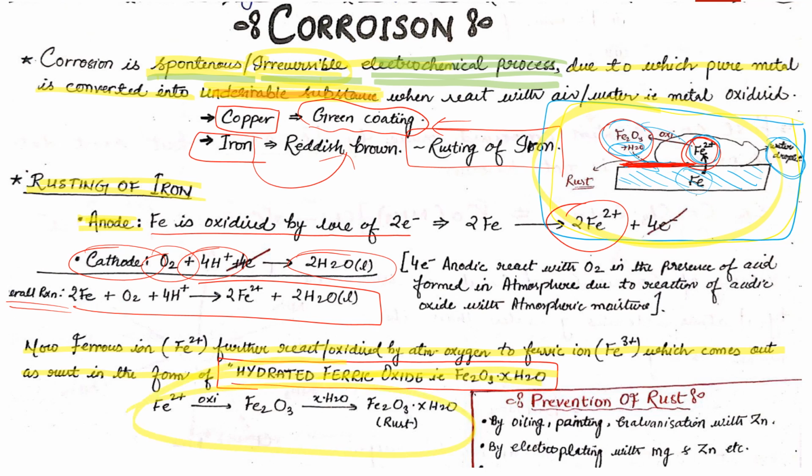The reaction of rusting can be represented as shown, and please focus on the prevention. How can we prevent rusting? By oiling, by painting, by galvanization with zinc, or by electroplating with magnesium and zinc, and other prevention methods you already know. Okay, this is all about the third part of electrochemistry, where we learned about primary battery, secondary battery, their types, and lastly we discussed corrosion.